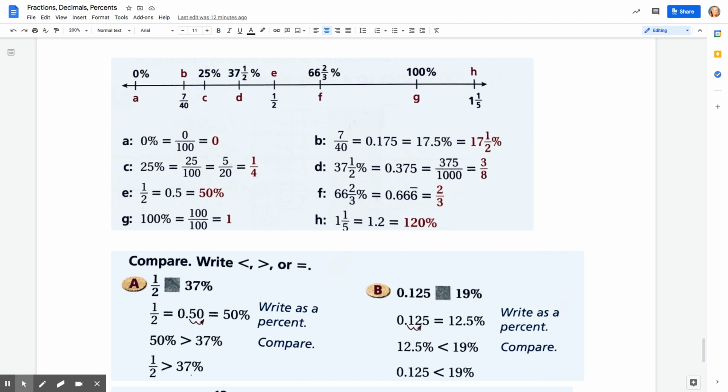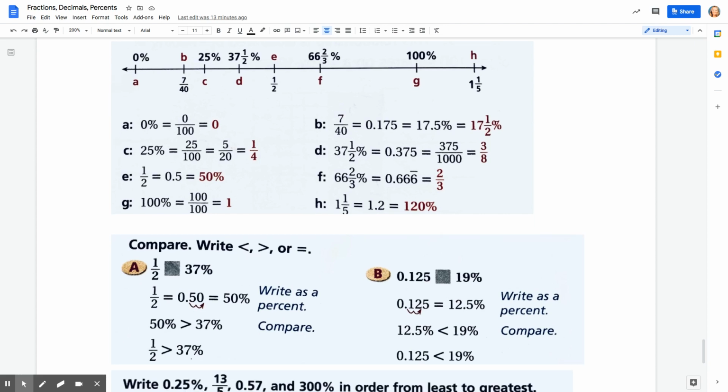Same with this one here. Again, you could have changed the 19%, but this one here, they changed the decimal to a percent. How do you go from decimal to a percent? Well, you times it by 100. So then you get 12.5% is less than 19%. That is not the answer. That is your work. So then you say, okay, well, what was the original? 0.125 is less than 19%.